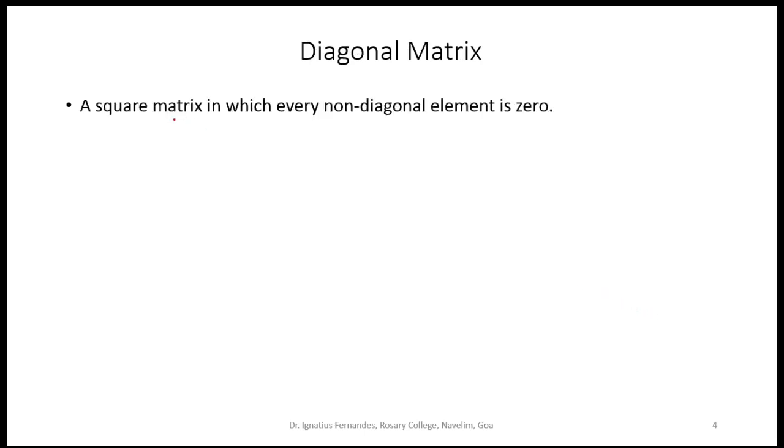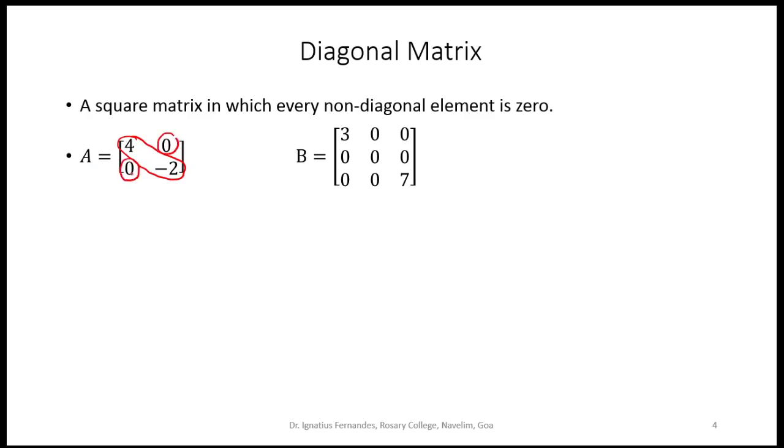Now we define a diagonal matrix: a square matrix in which every non-diagonal element is 0. For example, consider this matrix A. The diagonal elements are these, and the non-diagonal elements here are 0 and 0. It is a square matrix, a 2 by 2 matrix, in which every non-diagonal element is 0, so this is a diagonal matrix.